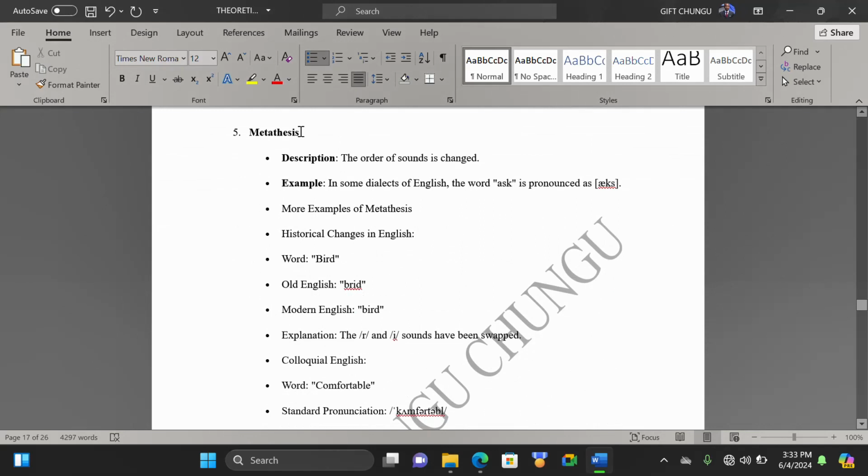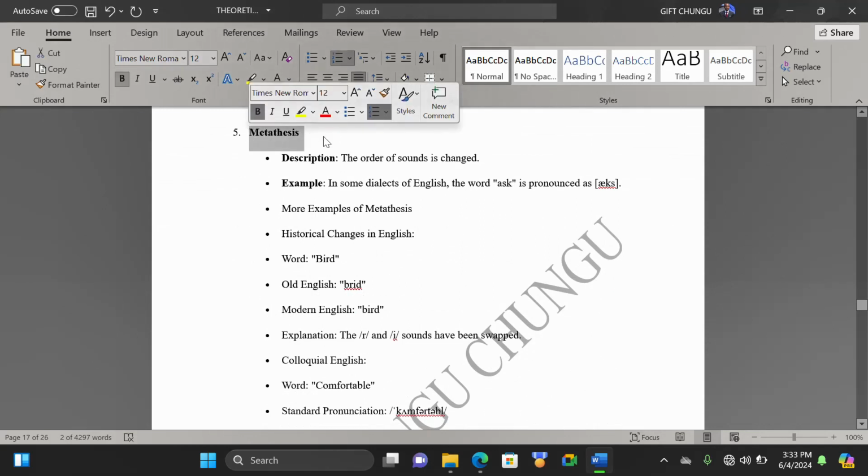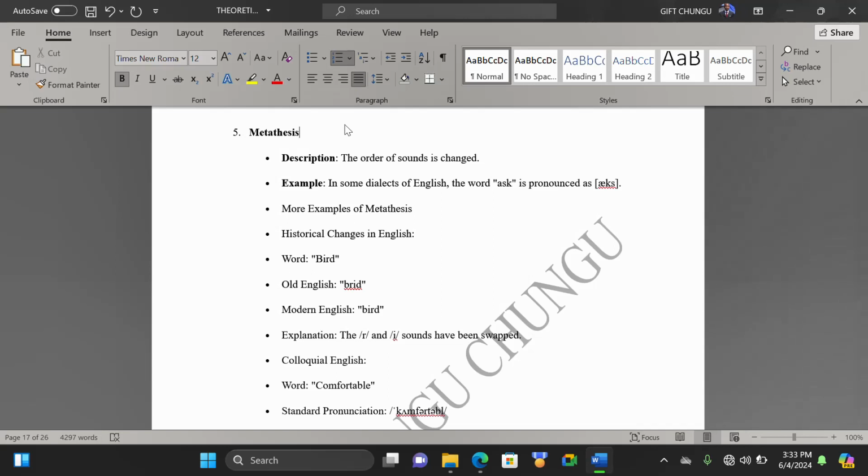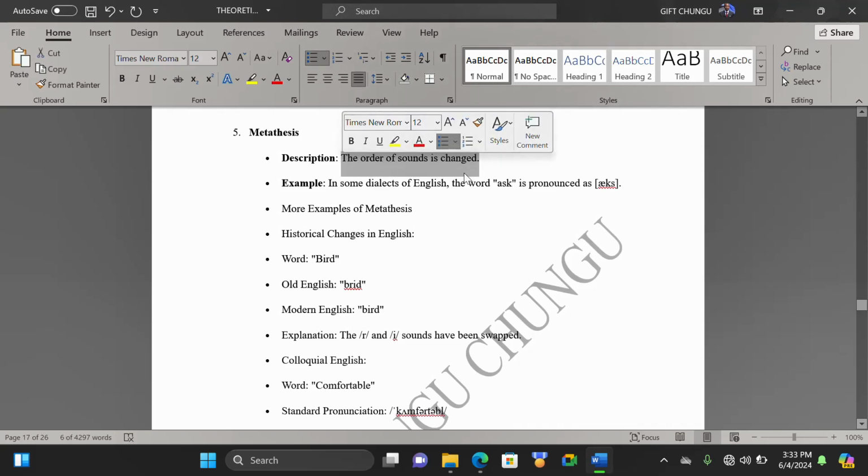And then we also have what we call metathesis. Metathesis is actually the changing of the order of what? Of the sounds in a word. So the change of the order of the sounds in a what? In a word. For example, we have ask.